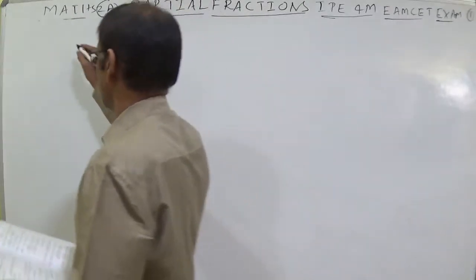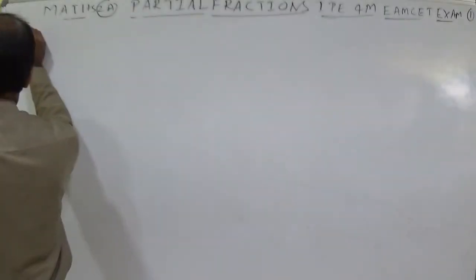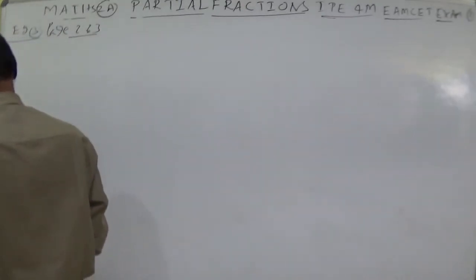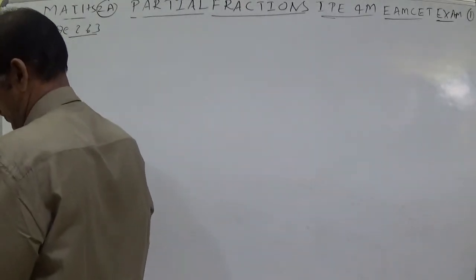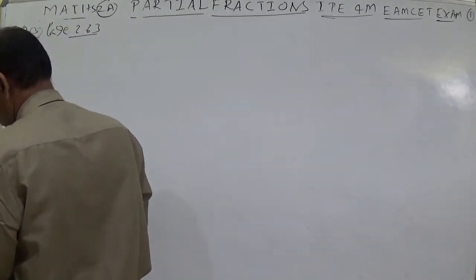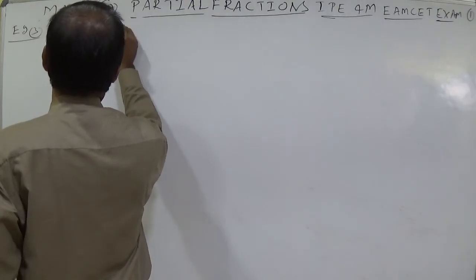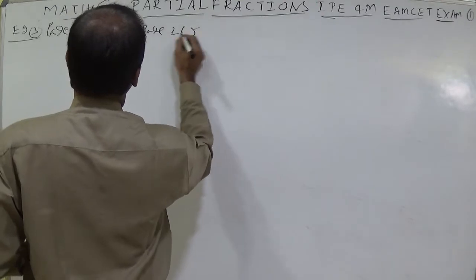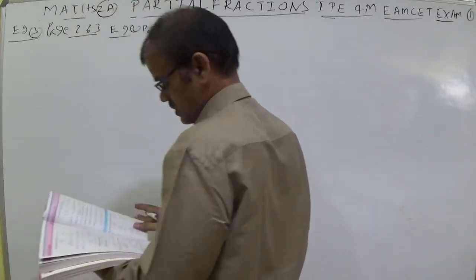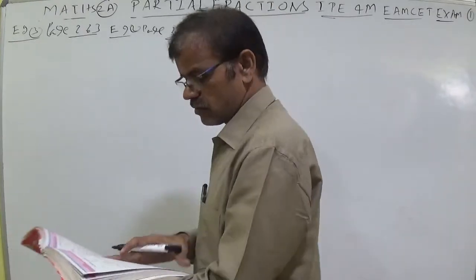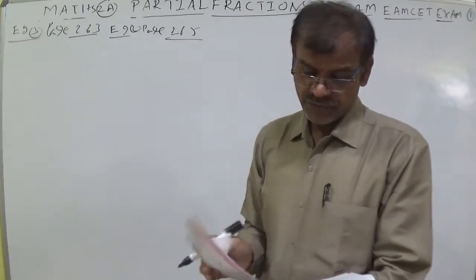Page 263, example 3. And example 2, page 265. This is the academic textbook. First of all, we discuss these two sums.